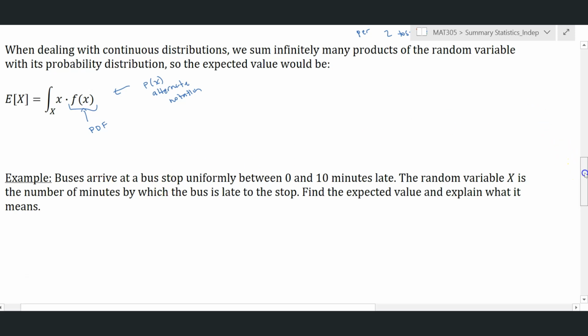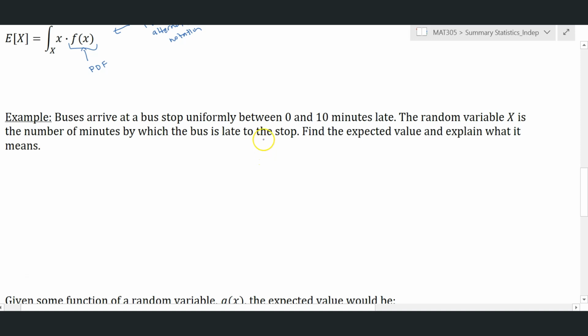So let's take a look at an old example. Buses arrive at a bus stop uniformly between 0 and 10 minutes late. All right, so that means that's a random distribution. So here we've already seen that the density function is 1/10. And so all that means is that the values of x have a uniform distribution of a height of 1/10 between x equals 0 and x equals 10, so that the area under here is 1.00. So it's 100% of all the possible outcomes. The bus will arrive either on time or up to 10 minutes late, and there's any number, right?